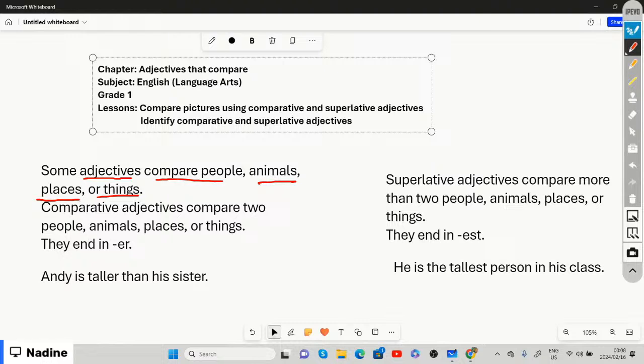And comparative adjectives compare two people, animals, places, or things. It's like you're comparing two people or two things to one another. And when you do that, when you're comparing two people or two animals or two places or two things to one another, then it ends in er.